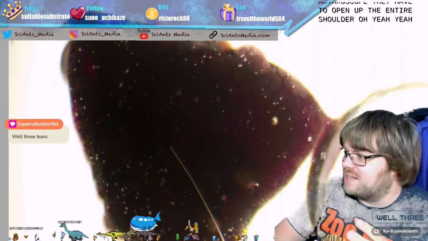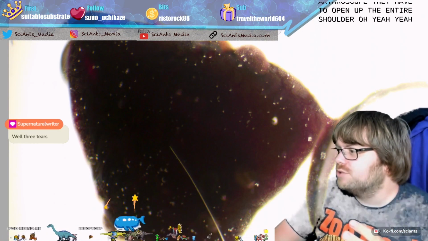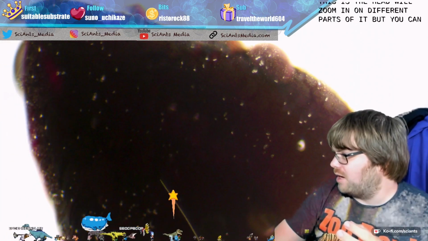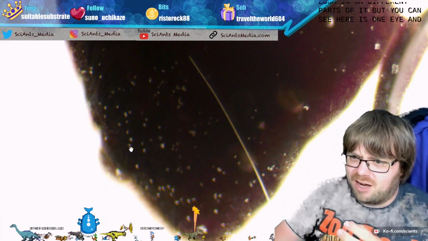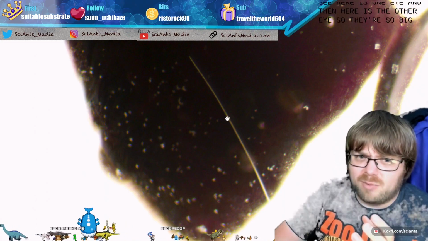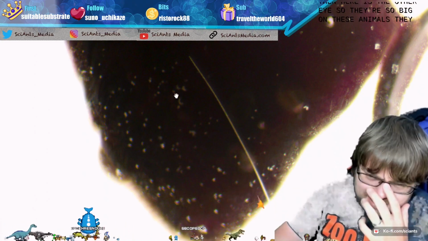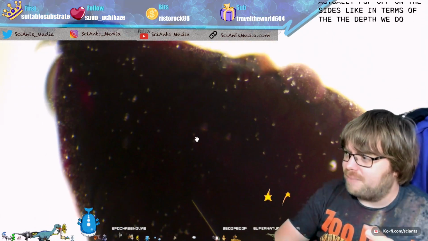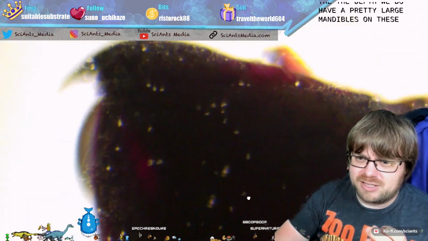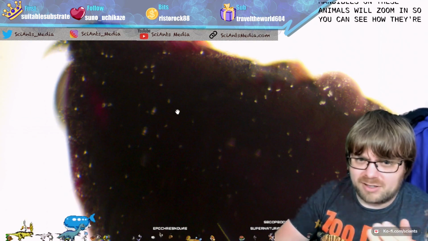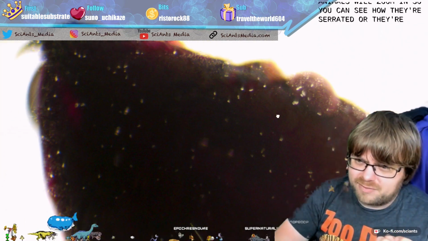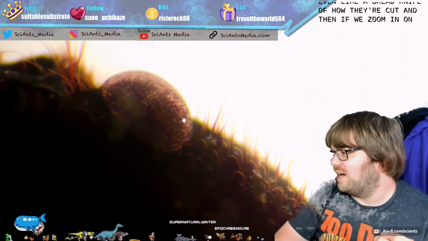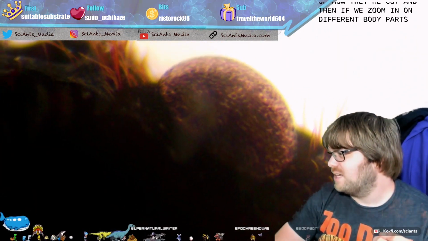But so y'all, this is the head. We'll zoom in on different parts of it, but you can see here is one eye and then here is the other eye. They're so big on these animals that they actually pop off on the sides, in terms of the depth. We do have pretty large mandibles on these animals. We'll zoom in so you can see how they're serrated, like a bread knife.